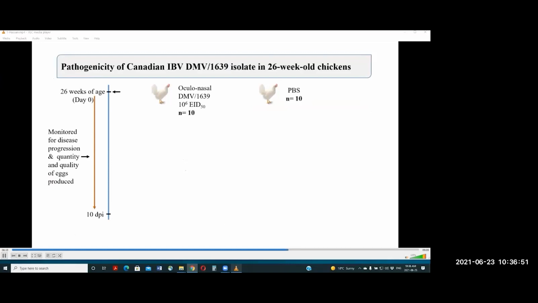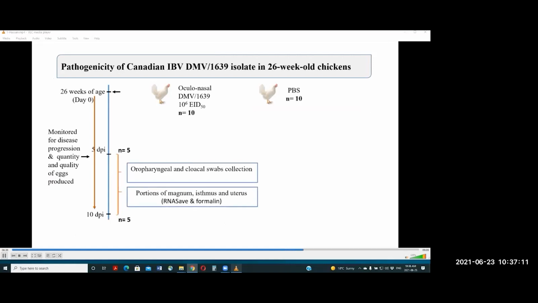In the second experiment, we used 20 specific pathogen-free hens at the age of 26 weeks, at the peak of egg production, and they were divided equally into 2 groups, challenged and control. They were monitored for disease progression and egg production for 10 days post-infection. At both 5 and 10 dpi, 5 birds from each group were euthanized, and oropharyngeal and cloacal swabs were collected.